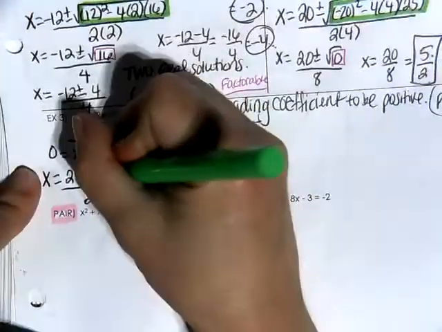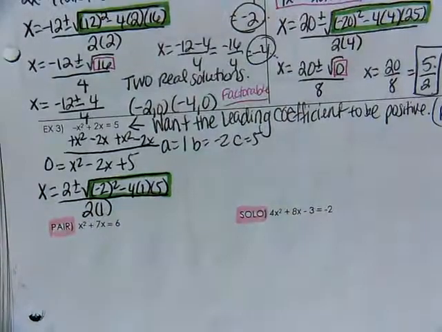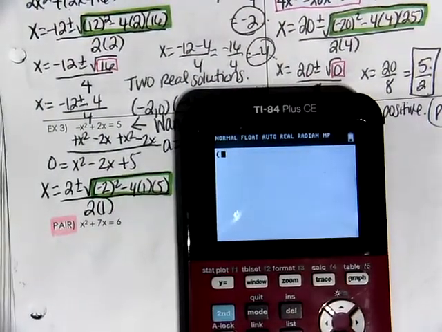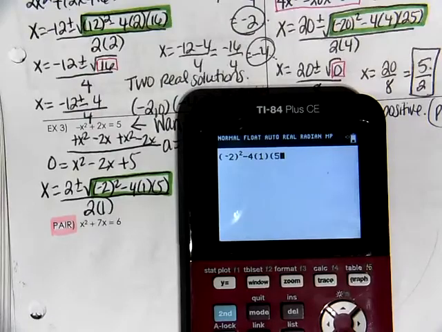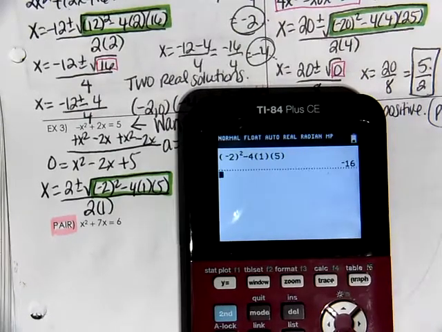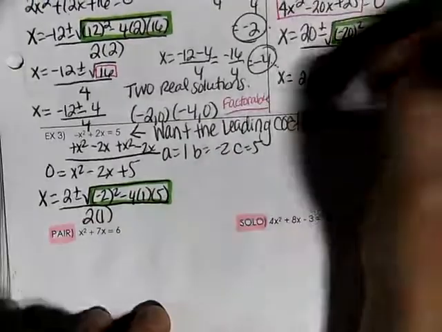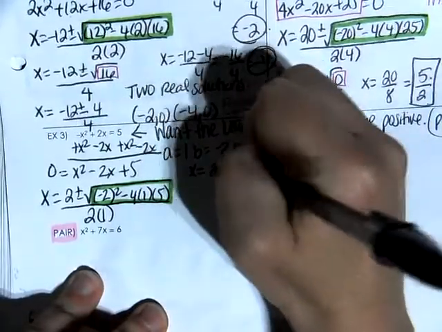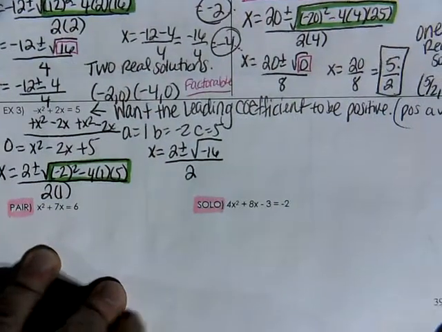Just like before, we're going to put what you see underneath the radical inside of your calculator. We're going to enter it. So I'm going to put parentheses, -2 squared minus 4 times 1 times 5. And I end up with -16. So I'm going to write x equals 2 plus or minus the square root of -16 divided by 2.